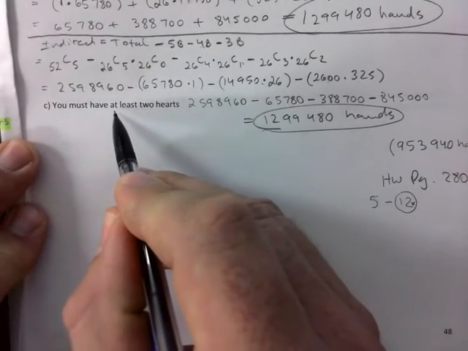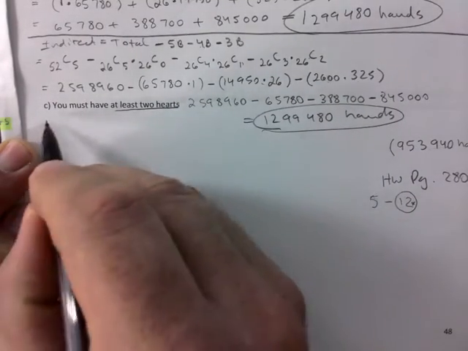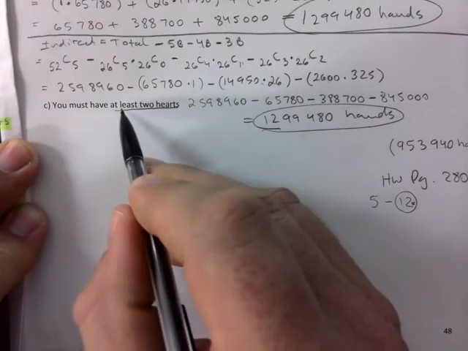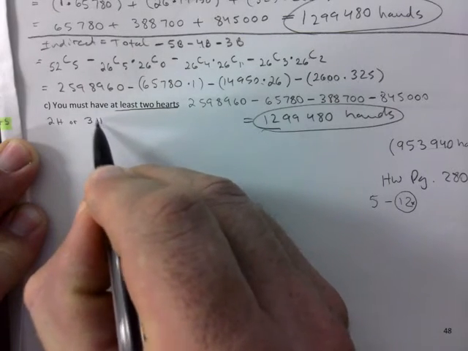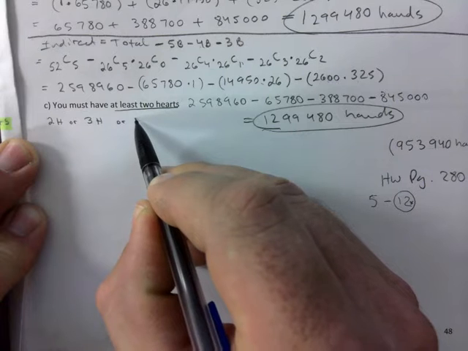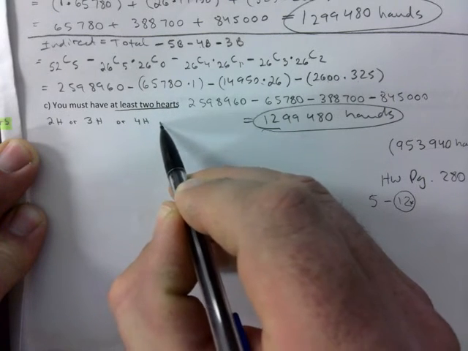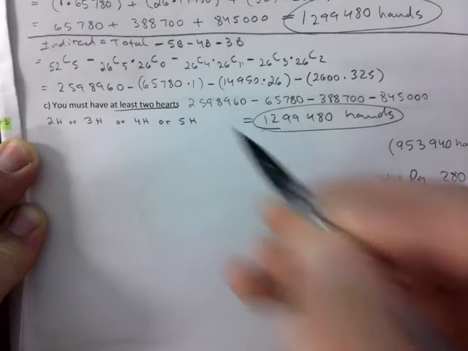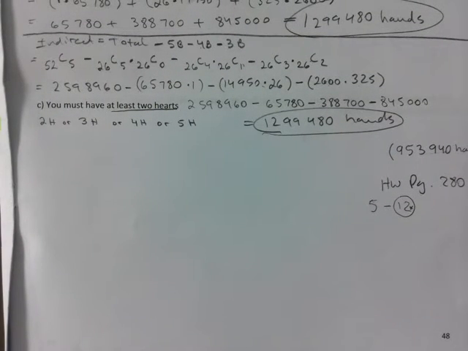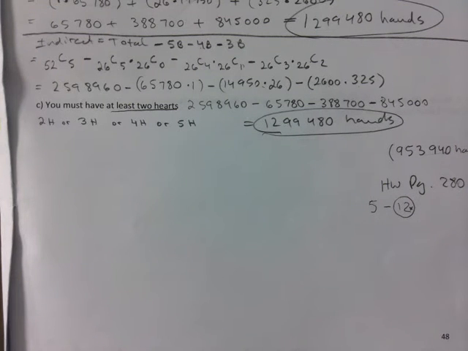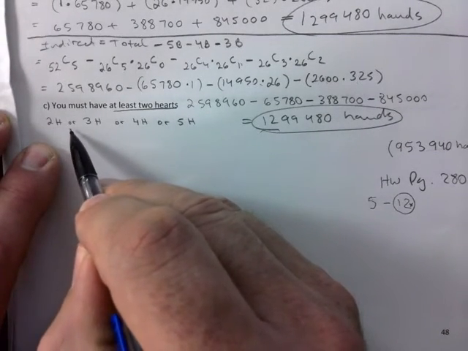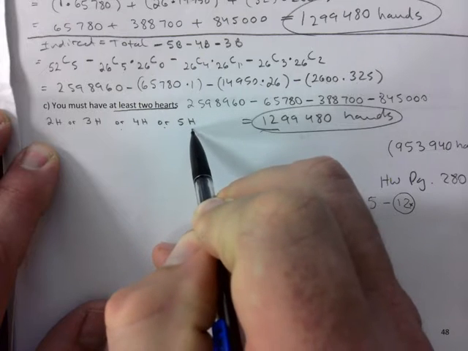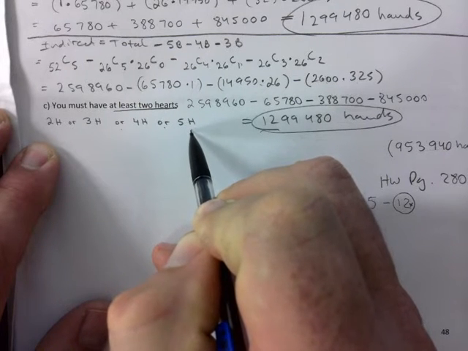You must have at least 2 hearts. And remember, groups of 5, right? So at least 2 hearts means 2, or 3, or 4, or 5 hearts. Do you think doing the direct route would make sense, or should you go indirect? If you add these up, you would arrive at your final answer.